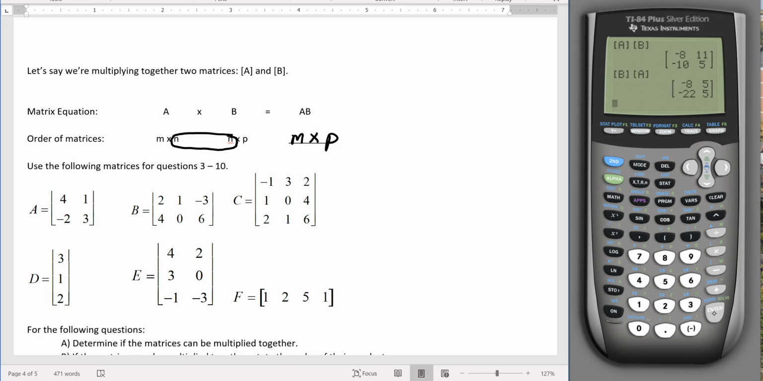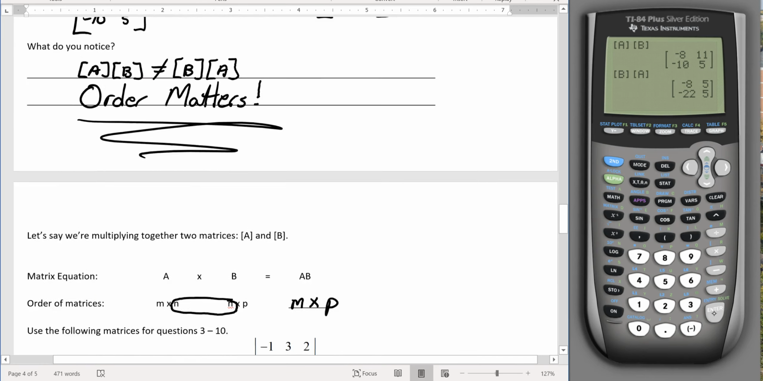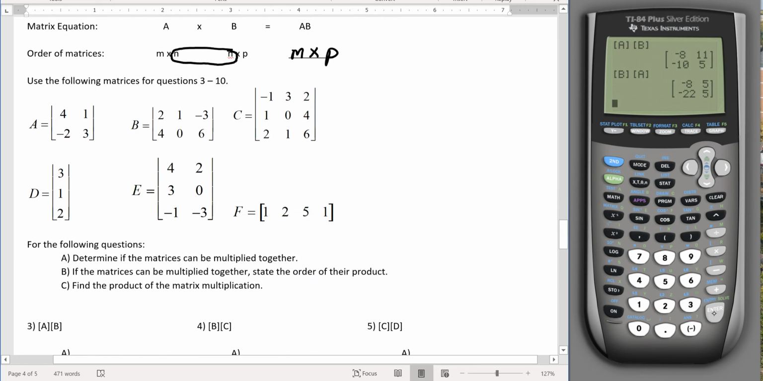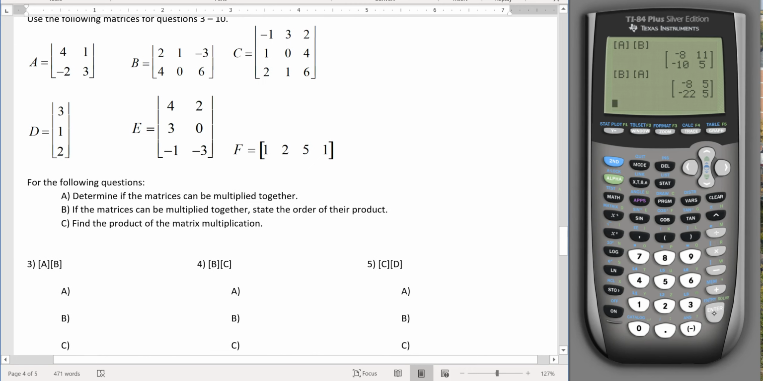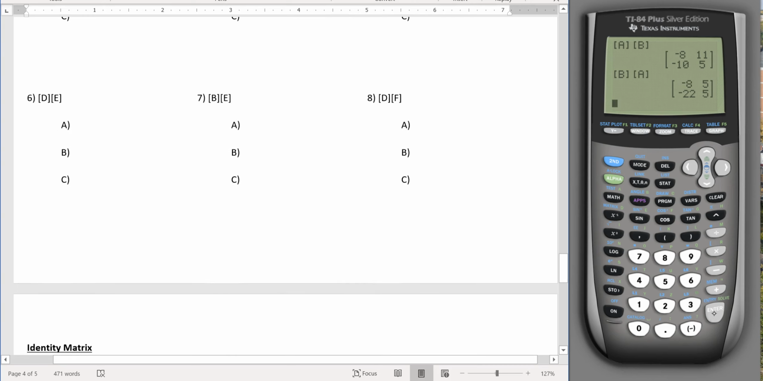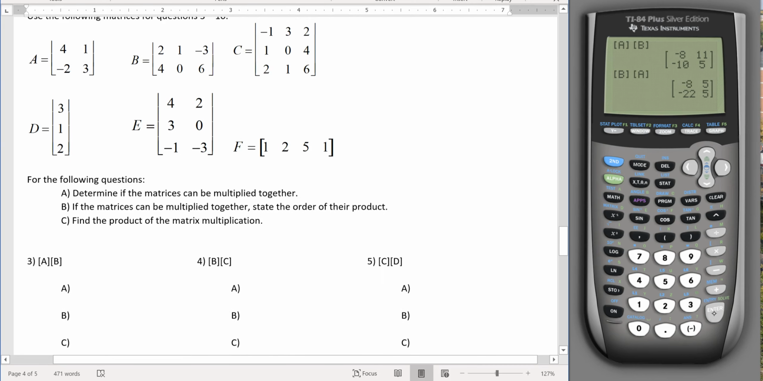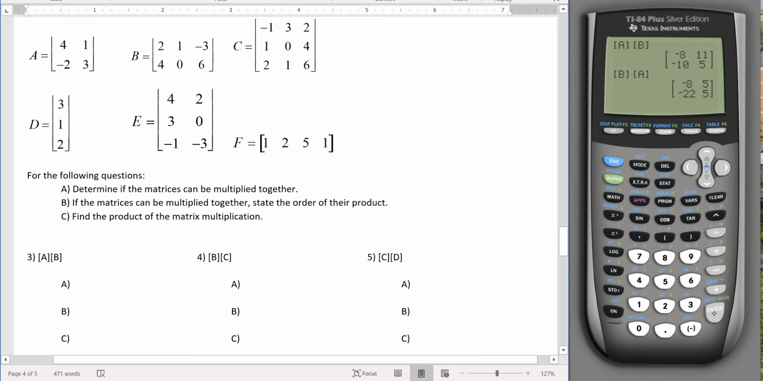We're going to practice this pretty extensively. Let's scroll down a bit. Here's what we're going to do. We're going to use these matrices for numbers 3 through 8. First, A, determine if the matrices can be multiplied together. B, if the matrices can be multiplied together, state the order of their product. And C, find the product of the matrix multiplication. We're going to do A, B, C for all of these problems.